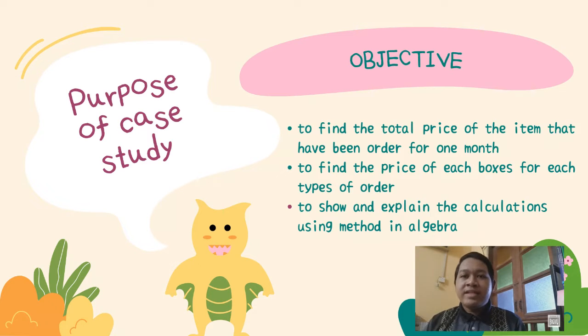The purpose of the case study is first to find the total price of the items that have been ordered for 1 month. Secondly, to find the price of each box for each type of order. And lastly, to show and explain the calculation using methods in algebra.